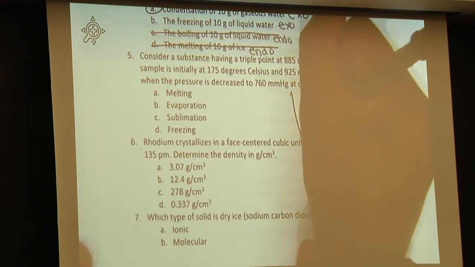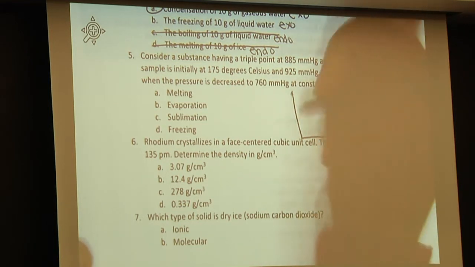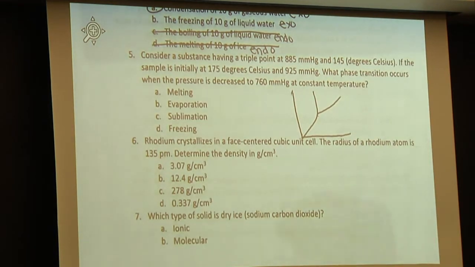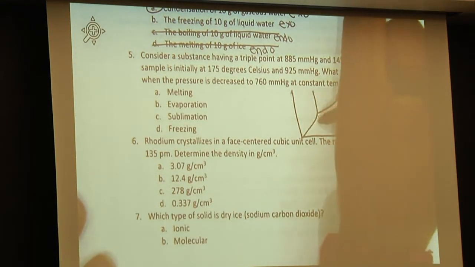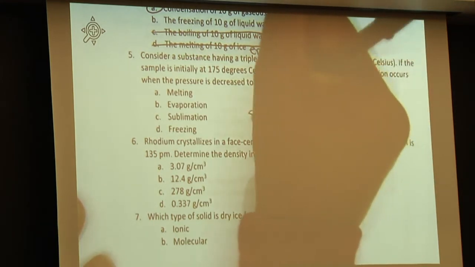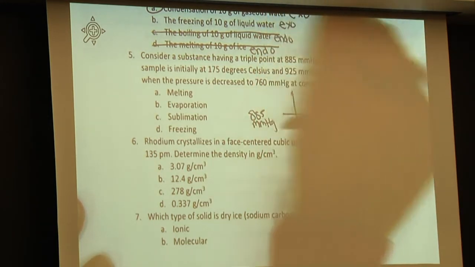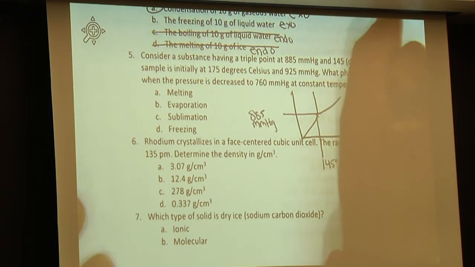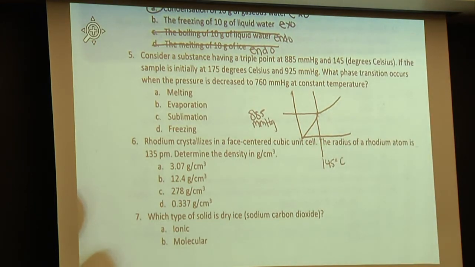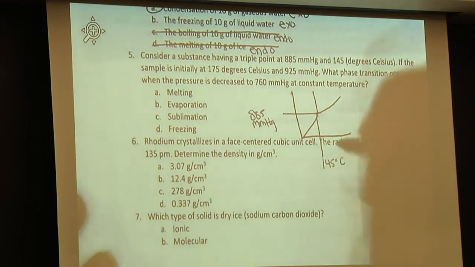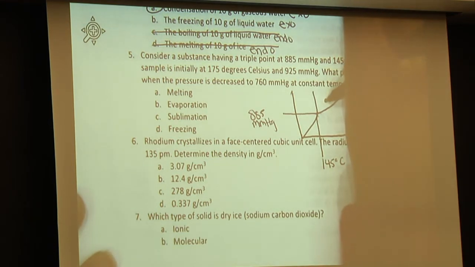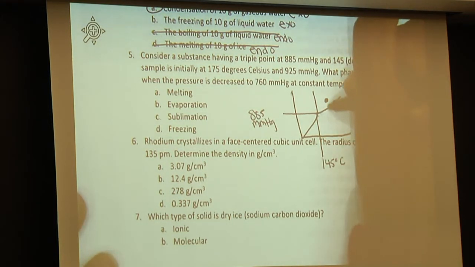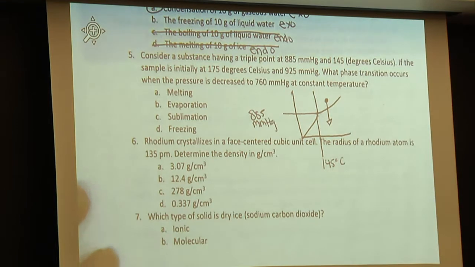So normally on the ACS, they'll probably give you the diagram. But if they don't, you should also be able to answer the question. All right, so it's a triple point at 885 millimeters mercury. So 885. And then here, the temperature is 145 degrees Celsius. So now they're saying if the sample is initially at 175 degrees Celsius and 925 millimeters mercury, what phase transition occurs when the pressure is decreased to 760? So what phase transition is that?